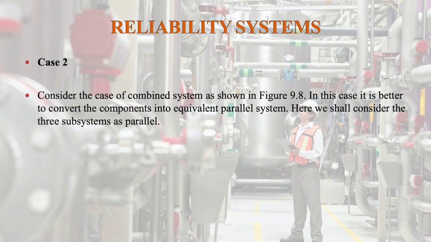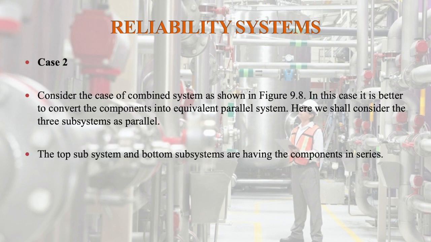In case 2, consider the case of a combined system as shown in figure 9.8. In this case, it is better to convert the components into an equivalent parallel system. Here we shall consider the three subsystems as parallel. The top subsystem and bottom subsystems have the components in series.